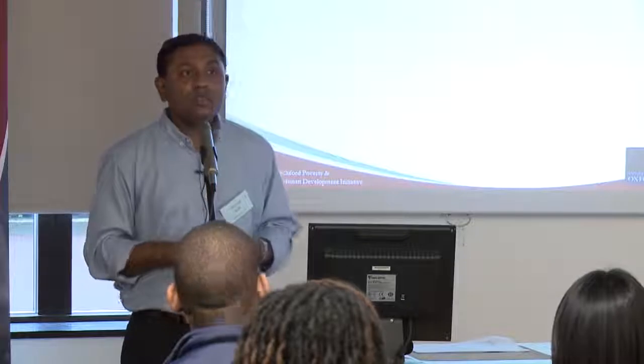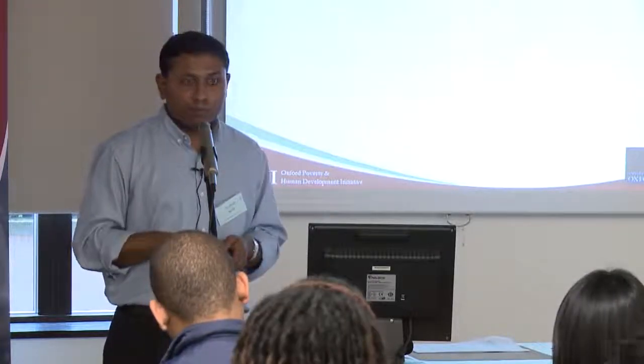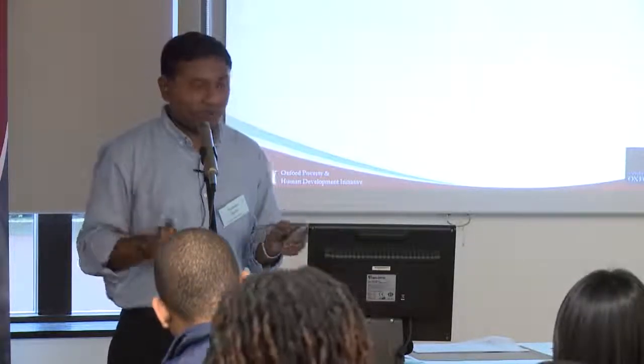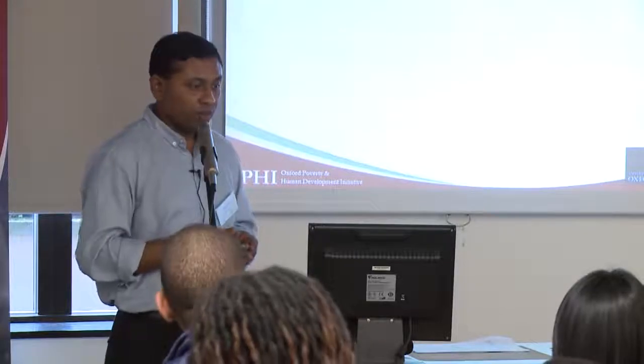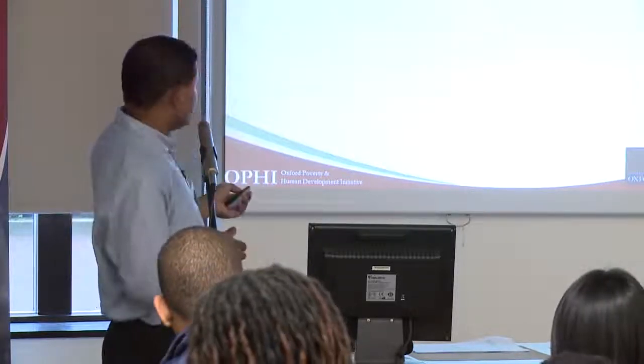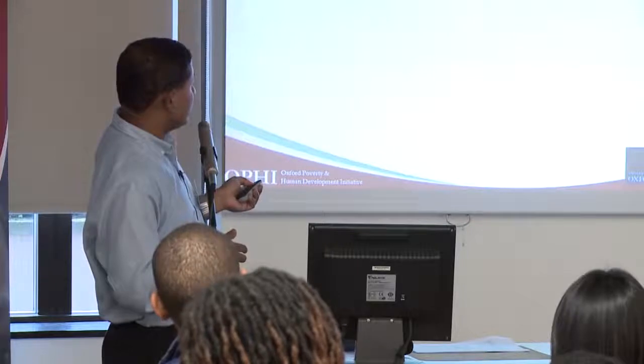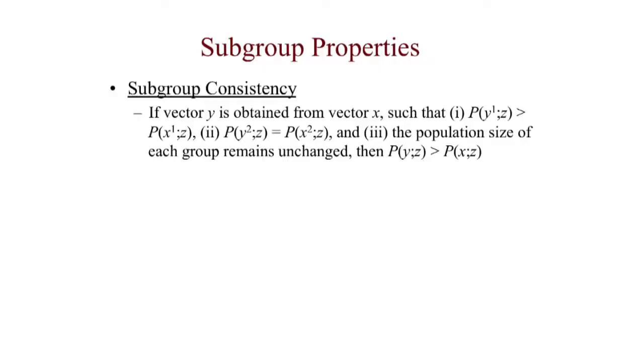So the first is called subgroup consistency. James Foster was also involved with this particular property. So if a distribution is obtained from another distribution such that you have an increase in poverty in one subgroup, poverty remains unchanged in another subgroup, and the population sizes of each subgroup also remain unchanged, then overall poverty should increase.